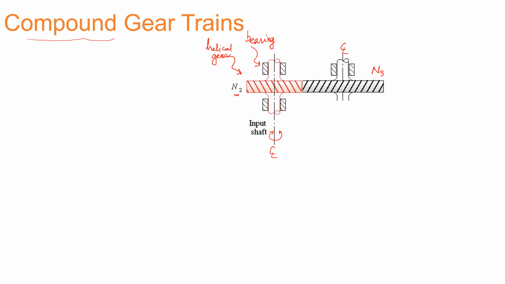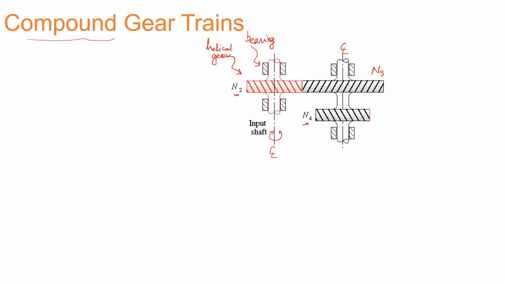Now, the next step would be how to add the other gears with this gear train in order to make it a compound gear train. And that is interestingly done in this manner: on this shaft that I've just indicated, on which N3 is mounted, you have another gear, concentric, mounted on the same shaft, with N4 as the number of teeth for that gear.